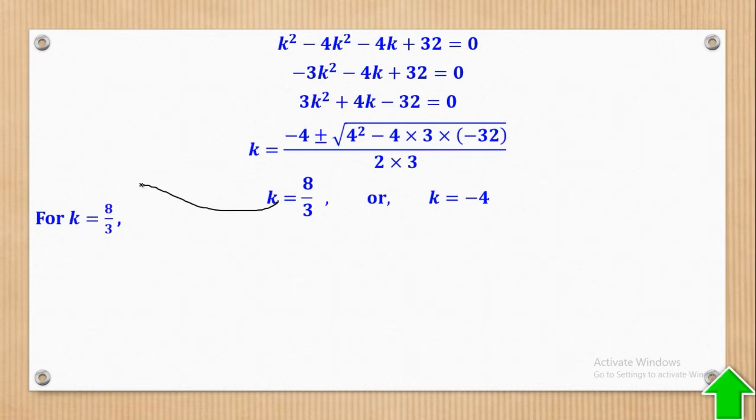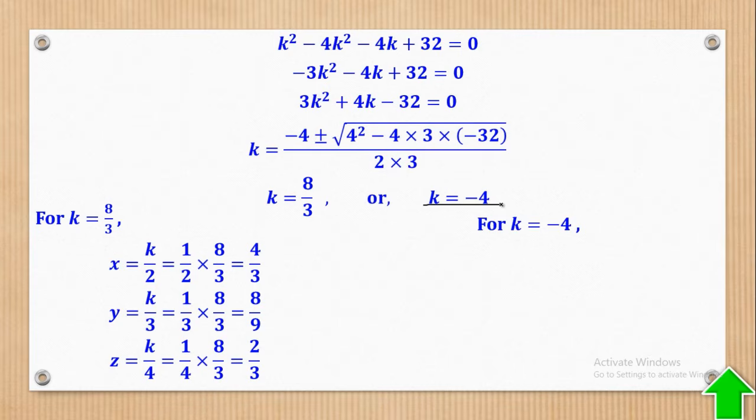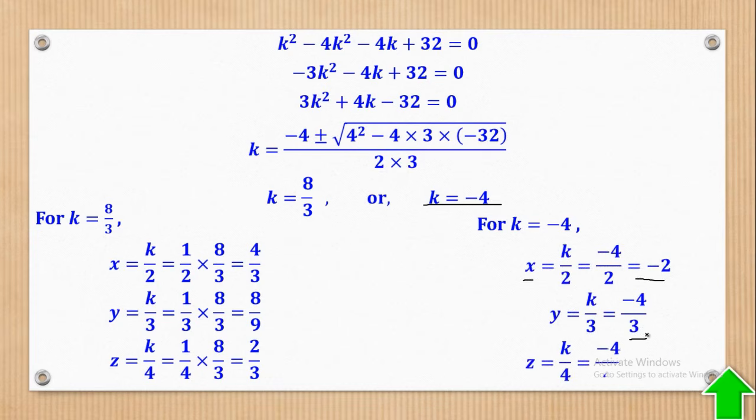Now for k equal to 8 over 3, it implies that x is equal to 4 over 3, y is equal to 8 over 9, and z is equal to 2 over 3. What about for k equal to negative 4? x will be equal to negative 2, y will be equal to negative 4 over 3, and z will be equal to negative 1.